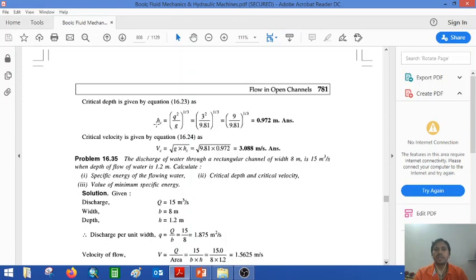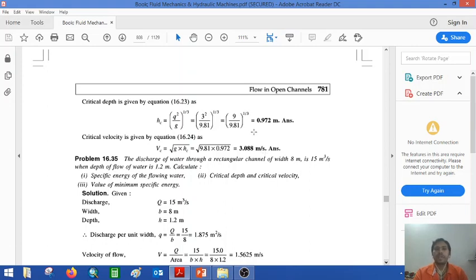Again this Hc value we insert into the second equation for Vc. So we get Vc, the critical velocity, as under root of g into Hc, so 9.81 into 0.972, and we get 3.088 meter per second. So this is the critical velocity.